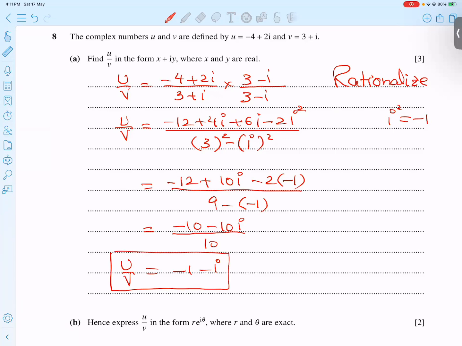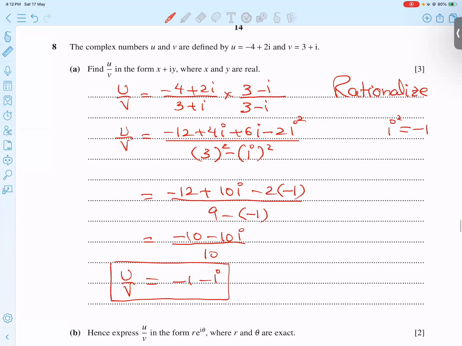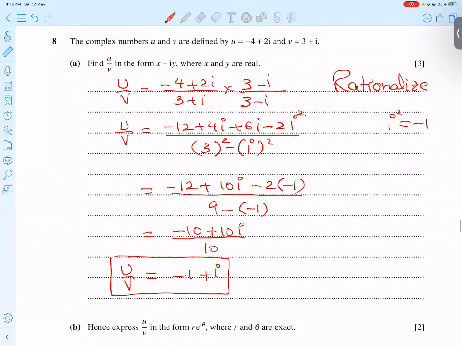Let's talk about the second part, what it is asking for. Wait a minute, please. Let me check. Okay, he is asking where the difference is. Yes, here there's a plus 10i actually. I should write plus 10i, so there's a plus i. So let's talk about the next part.